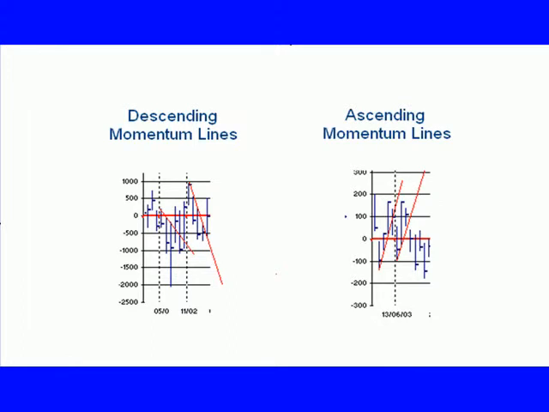Welcome to the tutorial on momentum lines, and we're first going to look at lots of lines and examples, but the key thing we have to think about is whether you have a descending momentum line or an ascending momentum line. Now there's certain rules applied to this, and we'll look at the descending momentum lines first.